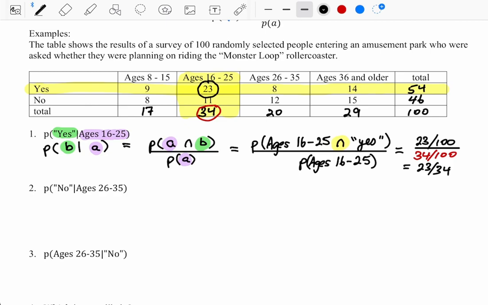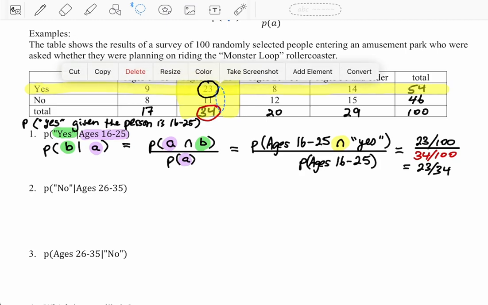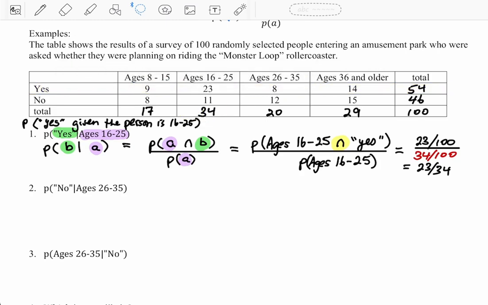Now, if I want to look at this in a little simpler fashion, what I could do, I just jotted this down here, is consider it in a more literal sense. Probability of yes, given the person is in 16 to 25. It's really just a verbal representation of what was there symbolically. If it's a given fact that the individuals are in the 16 to 25 category, let's ignore every other part of this table except for the 16 to 25 category, because that's the given.